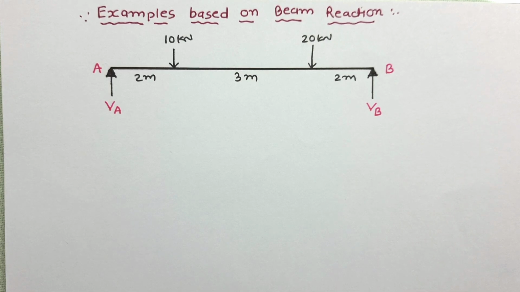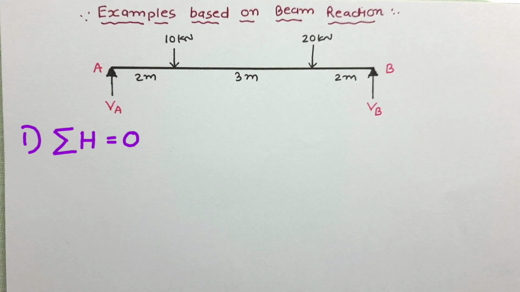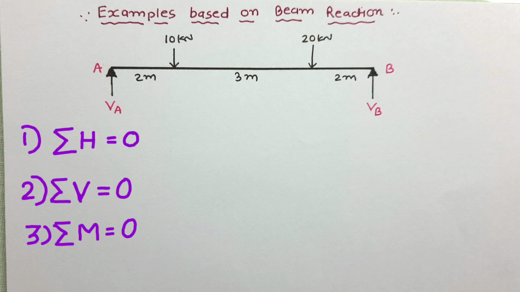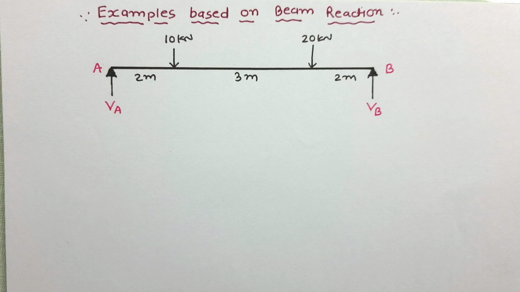We know the condition of equilibrium. The first condition of equilibrium is algebraic sum of all horizontal forces is 0. Second is algebraic sum of all vertical forces acting on the body, that should be 0. Third is algebraic sum of all moment acting at any point of a body, that is 0 if the body is in equilibrium. We will use equilibrium condition. First equilibrium condition, summation of all horizontal forces is 0, is not applicable here because no horizontal force is given.